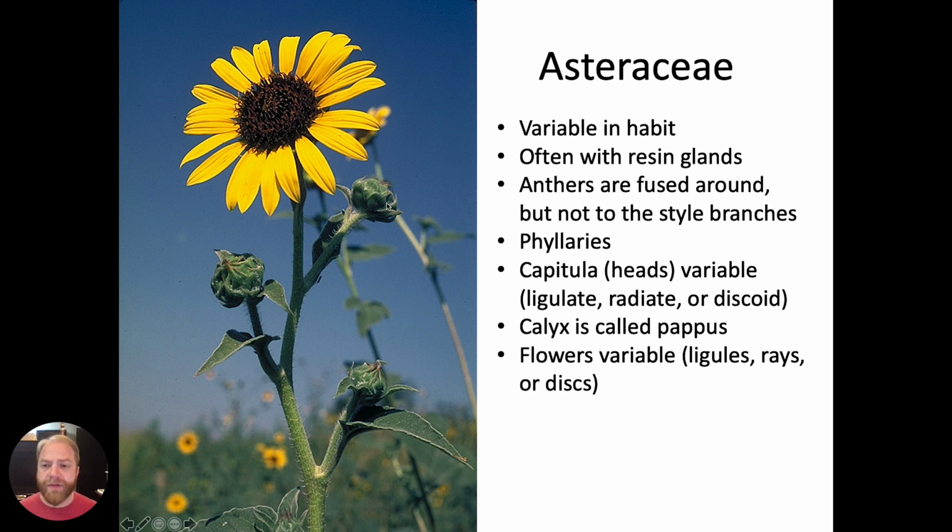The heads are surrounded by bracts known as phyllaries. That's very unusual. And these heads, these inflorescence types, are variable. They have different kinds of flowers all stuck together to create the flowering unit known as the sunflower, or capitulum. The sepals, or calyx, are highly modified to create a pappus in this family. And the flowers are various. Most commonly, they're ligules, rays, or discs.